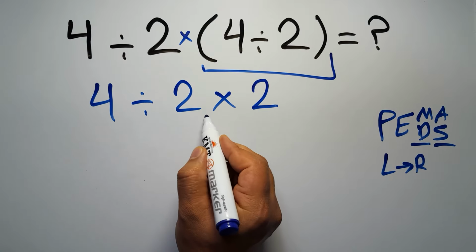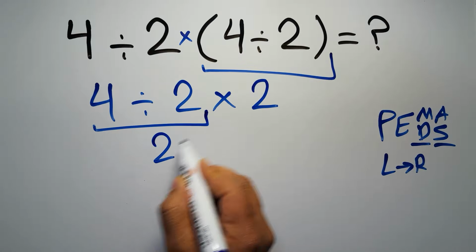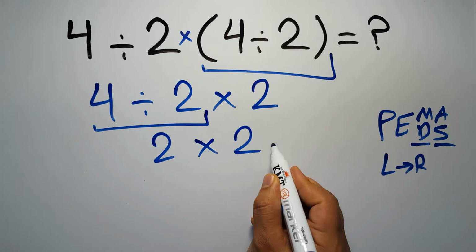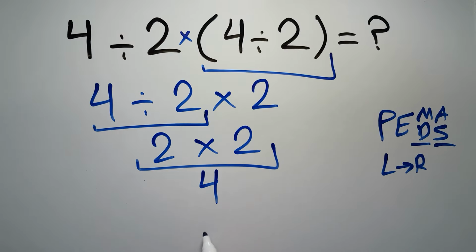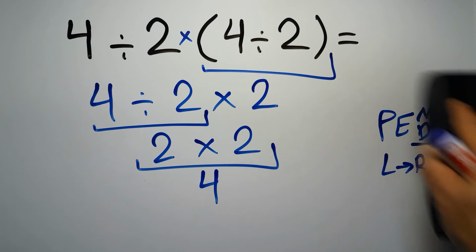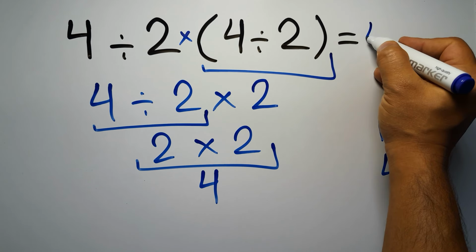4 divided by 2 is just 2. And 2 times 2 equals 4. And this is our final answer to this problem. The correct answer is 4.